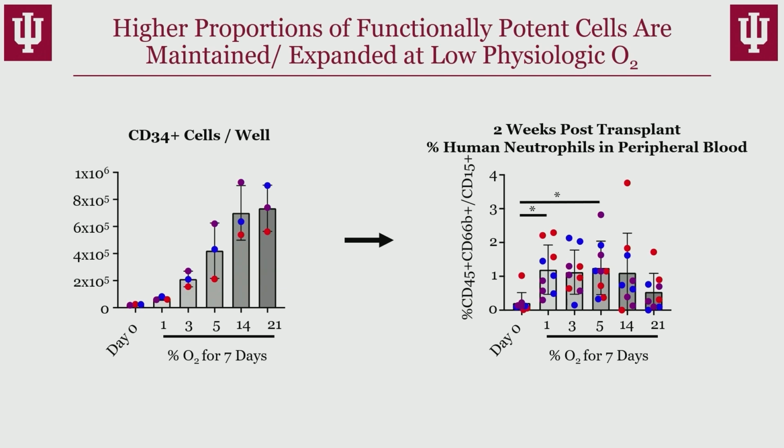This is just one representative slide showing that if you expand these cells in different oxygen tensions, you get different amounts of expansion of total nucleated cells. And even though you get probably a 20-fold higher increase in expansion in higher oxygen tensions, you actually get better engraftment in mice in the lower oxygen tensions. It suggests that the amount of functionally potent cells within those low oxygen tensions is actually much more dense there.